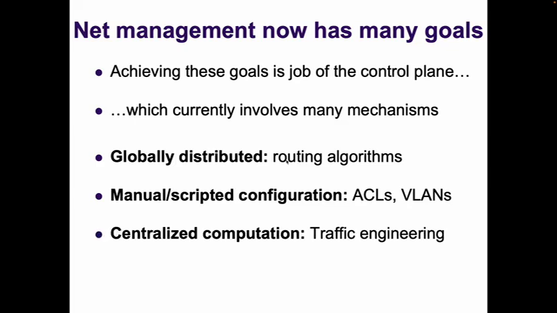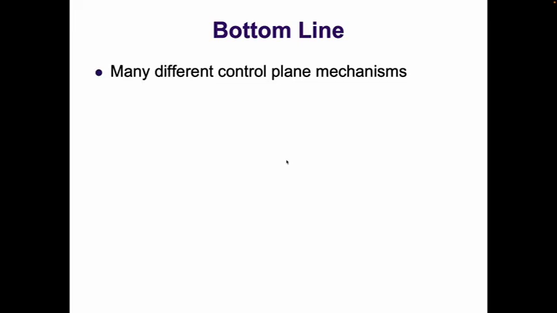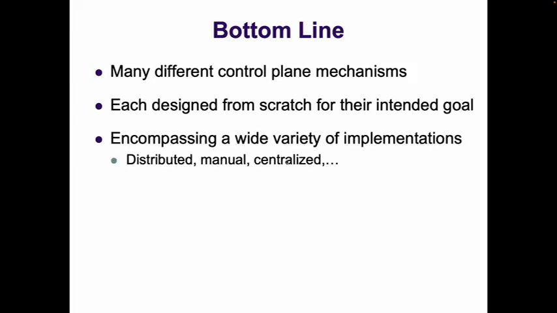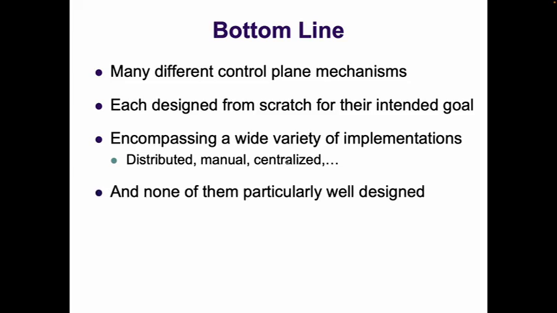So you've got all these mechanisms. And the bottom line is that there are many different control plane mechanisms, each designed from scratch. When you design a new routing algorithm, you start from scratch. You don't build on anything else. And you've got all these different implementations, none of them particularly well designed. Like the scripts that are used to set up VLANs and so forth, they haven't had the 30 years of attention paid to them that we have paid to the data plane.